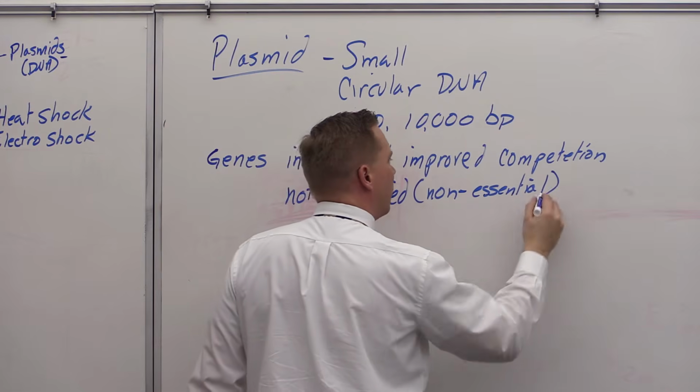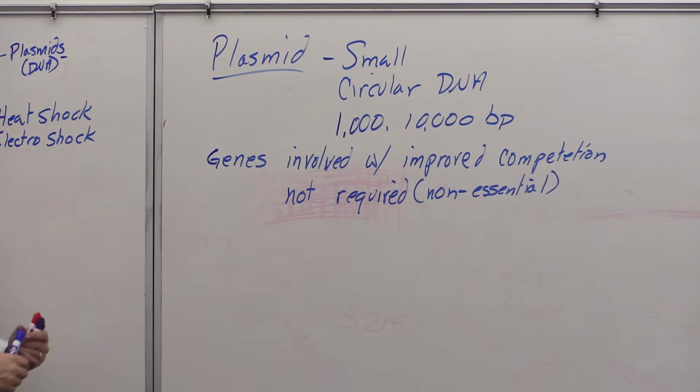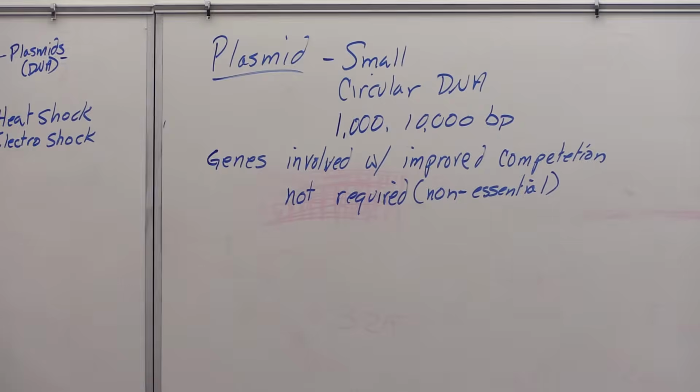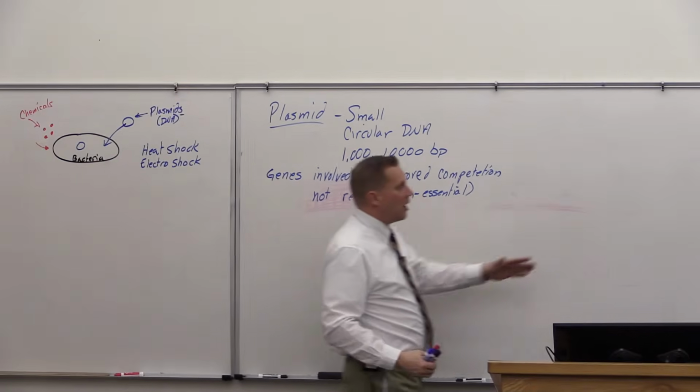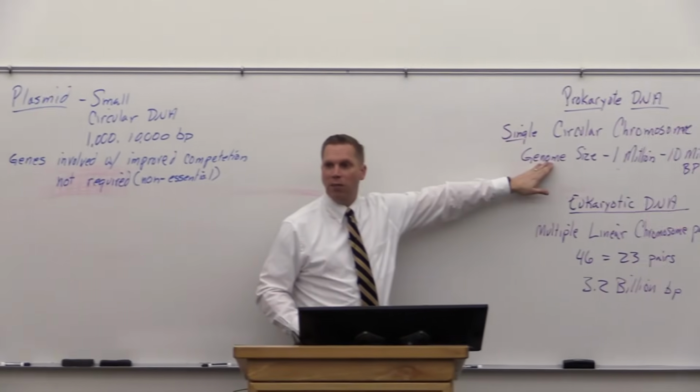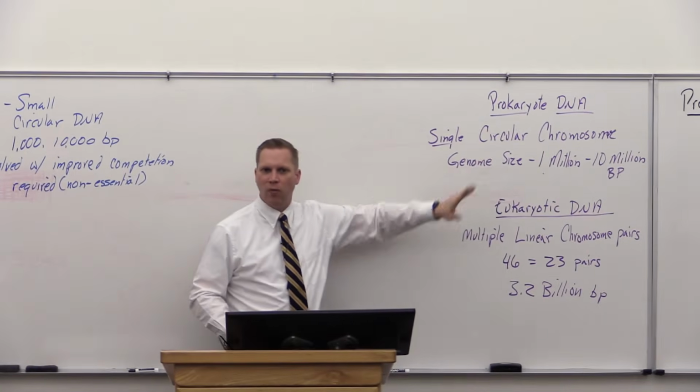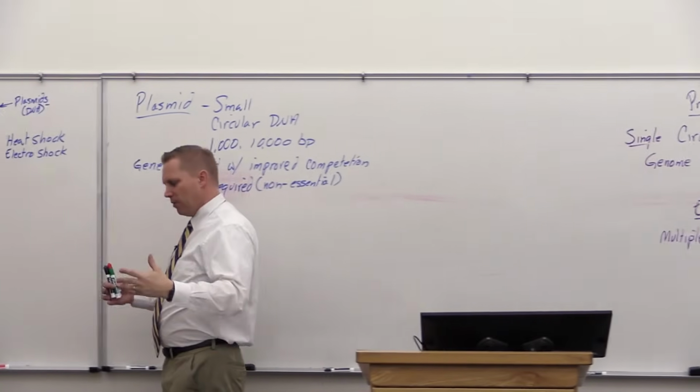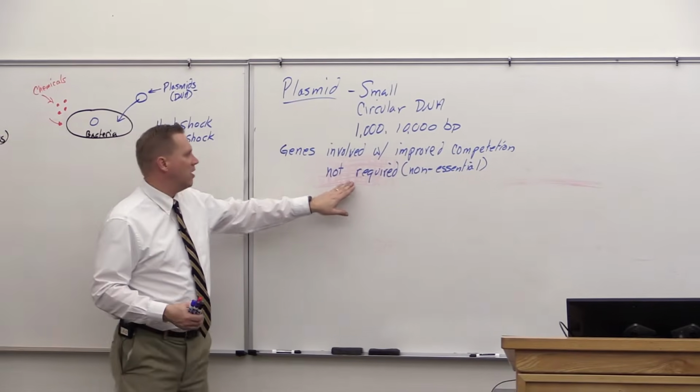So the genes that are contained on a plasmid are usually not ones that are required for that bacteria to live. If you have a gene that's required, it better be on your genome, right? You better be carrying that around with you on your chromosome. These are ones that just add a better competitive advantage.